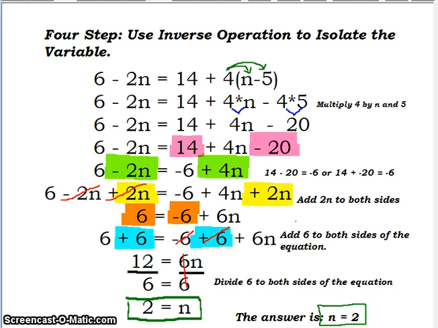The final and the fourth step is isolating the variable. Again, we're going to have to use the inverse operation. 6n, the operation that's used with 6n is multiplication. The opposite of multiplication is division. So I'm going to divide by 6 on both sides of my equation. 6 divided by 6 is 1, so I'm just left with n. 12 divided by 6 is 2. n is equal to 2, and my answer that I started off with is correct.